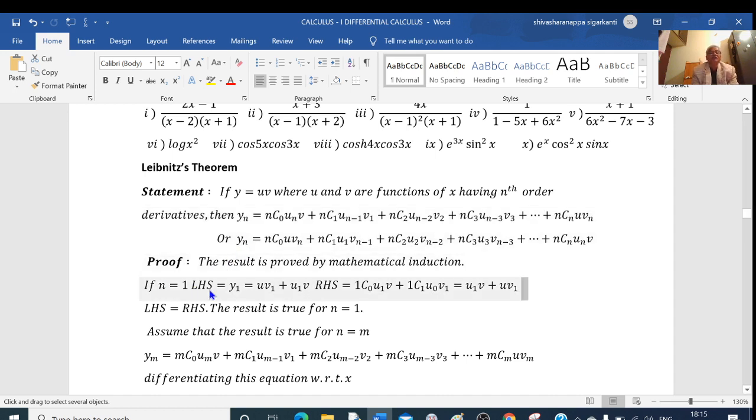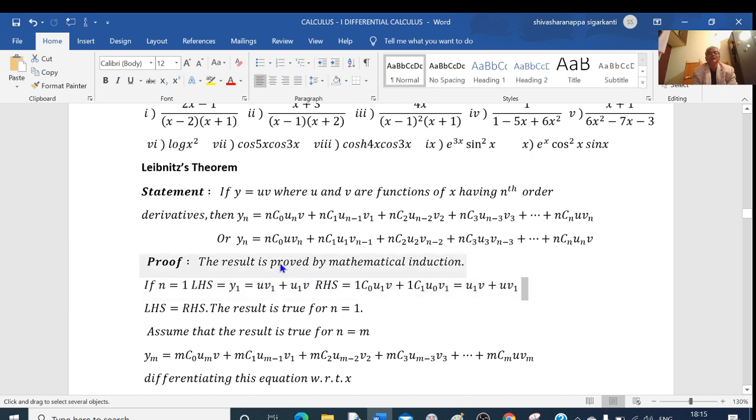Okay, here if I take n equal to 1, what is the left hand side? y_1. Okay, y equal to uv, y_1 means the first derivative. That is differentiating this with respect to x, I will get the first derivative, that is first function into derivative of the second plus second function into derivative of the first. So this is our left hand side.